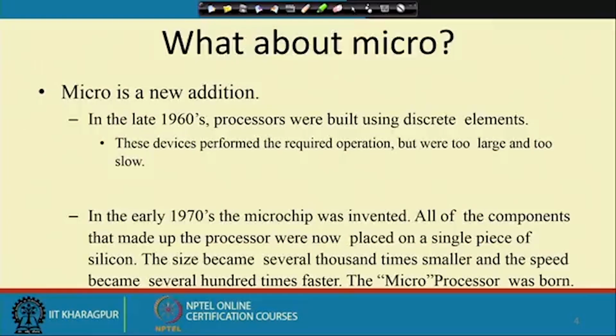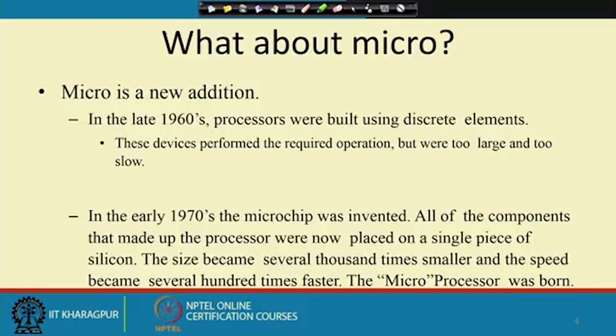Nobody will like that, and you can easily compare the electronic components we had in the 1960s and the electronic appliances that we have now. There is a huge difference in size, and not only size, the power consumption and performance are improving everywhere. One basic reason for this improvement is that we could miniaturize the whole system and put the design into a single chip. In the 1970s the microchip was invented, and all the components that made up the processor were placed on a single piece of silicon. So the size becomes smaller and the speed much faster. That way the microprocessor was born.